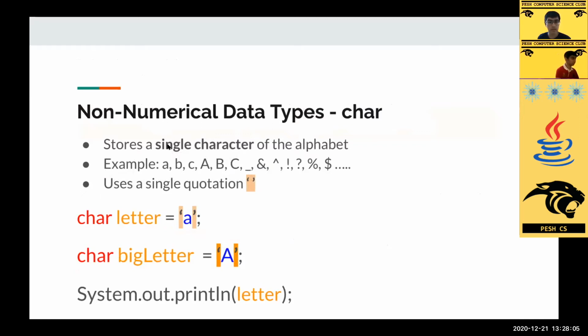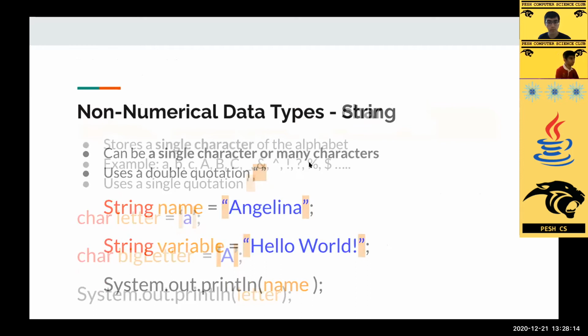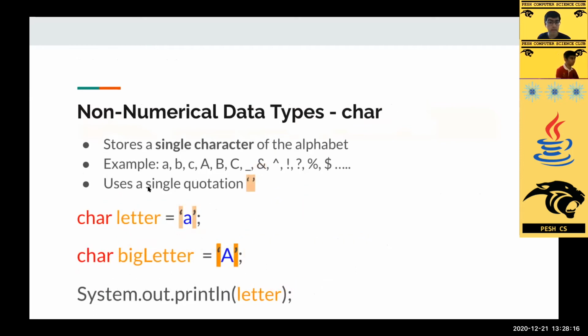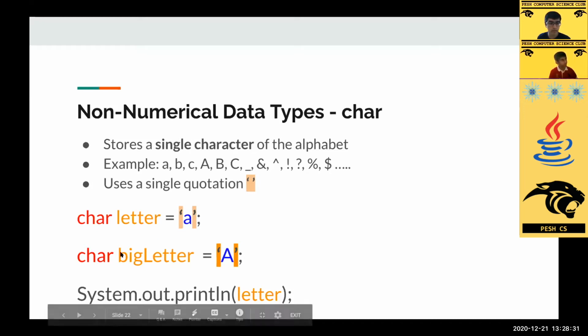So like I said, they store a single character, like ABC, capital A, capital B, capital C, underscores, the and symbol, all sorts of stuff, but only one character. And this is really important. You want to make sure you note this. They use a single quotation. So over here we have char, which is a data type, letter, which is the variable name, equals single quote a, single quote, and then semicolon. And here we have the same thing, but we're calling the variable big letter and has an uppercase A.